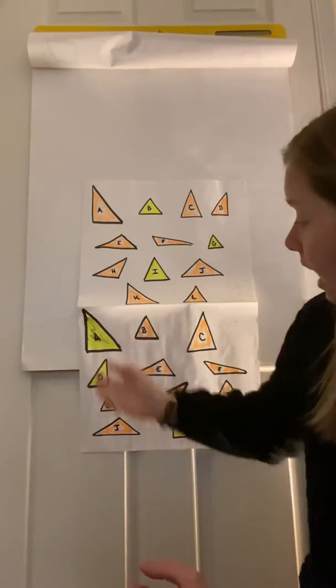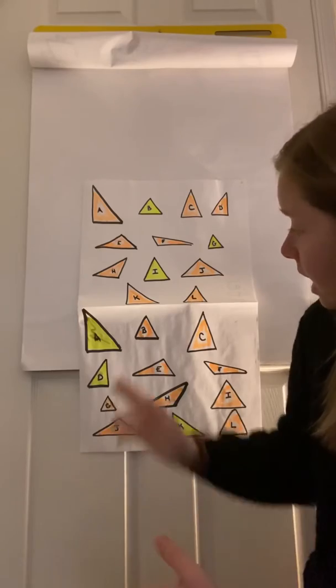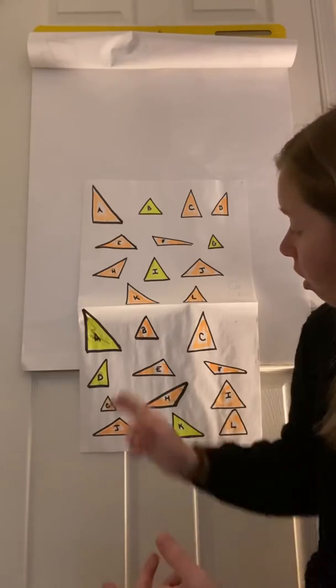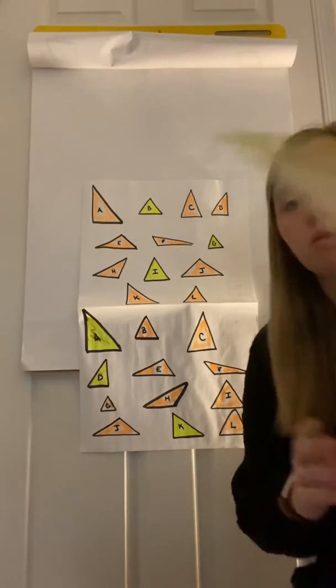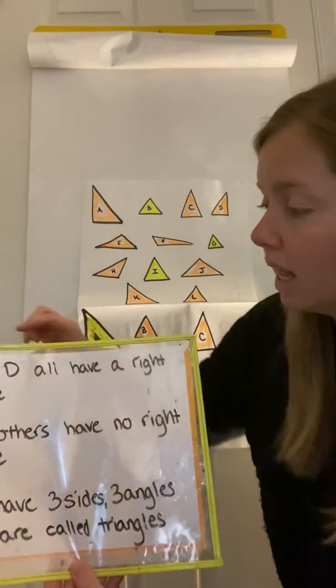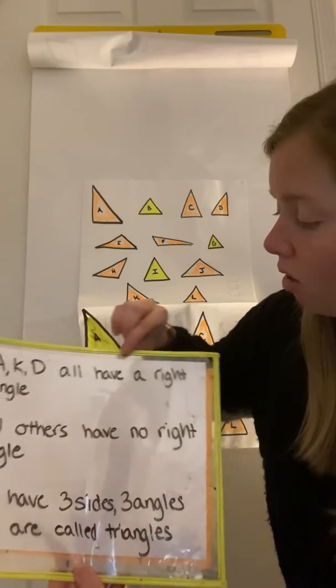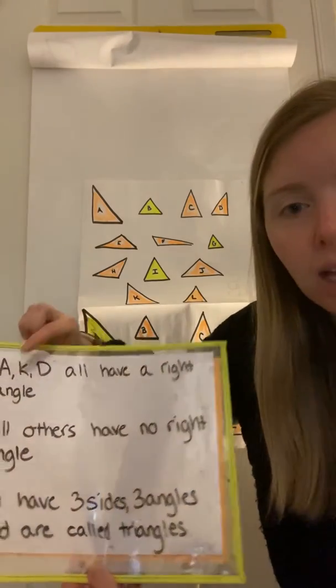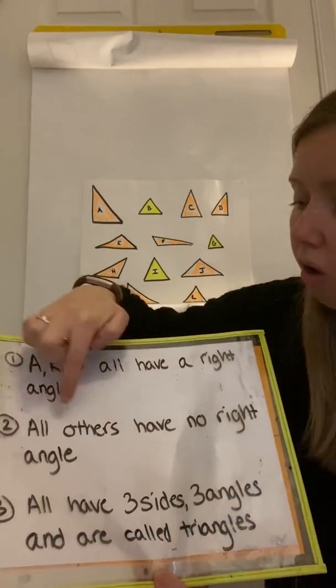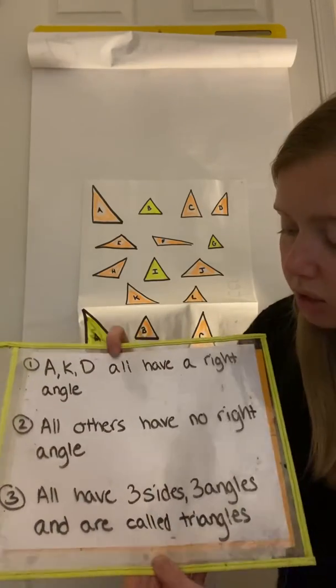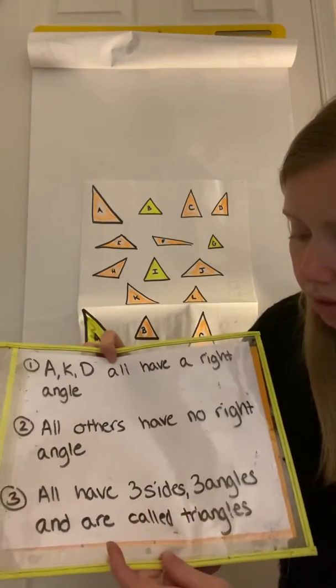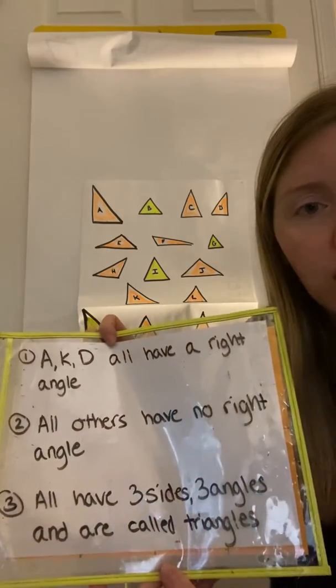But one thing, again, that is similar about these is that they all have 3 sides, they all have 3 angles, and all of these shapes are triangles. So you can see A, K, and D all have 1 right angle. All the others have no right angles. And all of these shapes have 3 sides, 3 angles, and are called triangles.